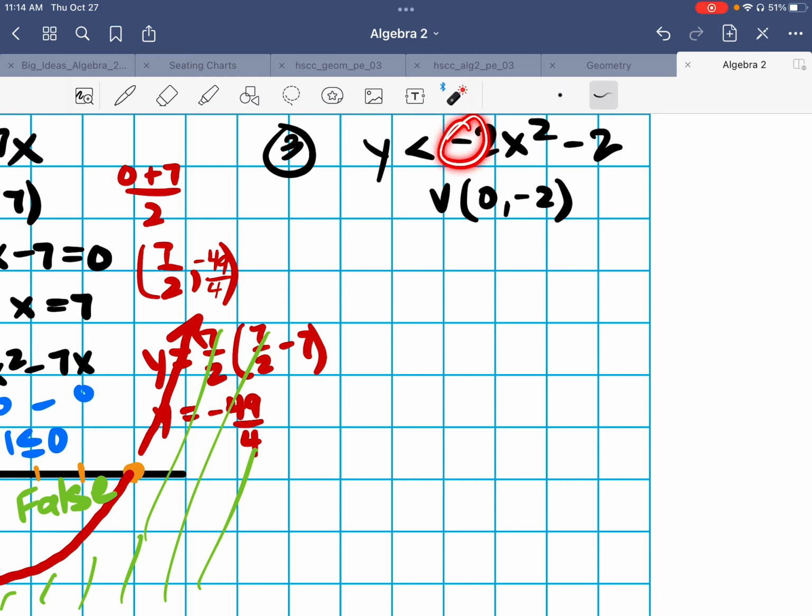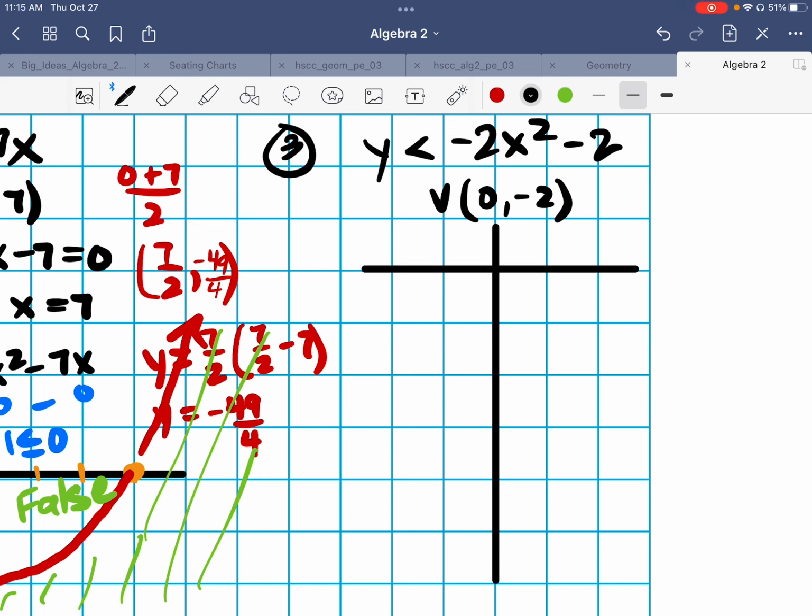Now, because it's negative a right there, we know that the graph is going to be going upside down. It's reflected. This graph is going to be reflected through the x-axis. So now I can set up my x and y-axis. So I set up my y-axis. And since I know it's going to be going down, I'm going to give myself a little bit more room on the downward part of the graph. Next, I plot my vertex at 0, negative 2, which is located right there.